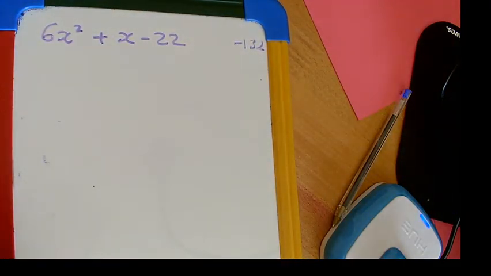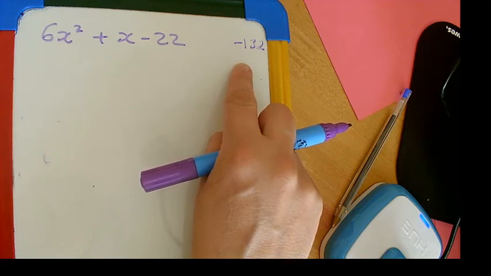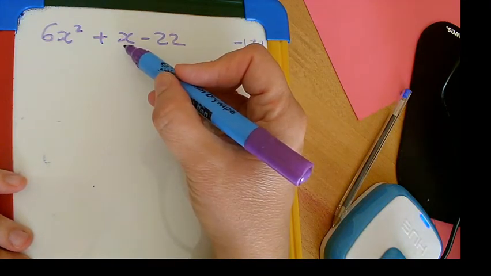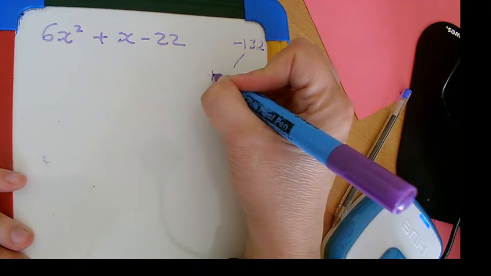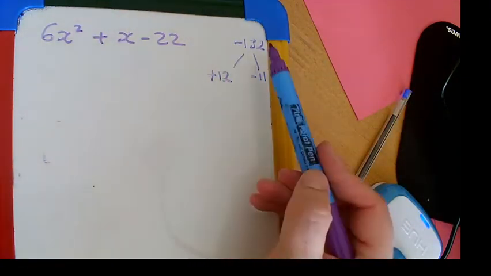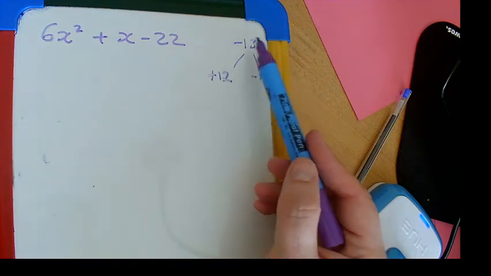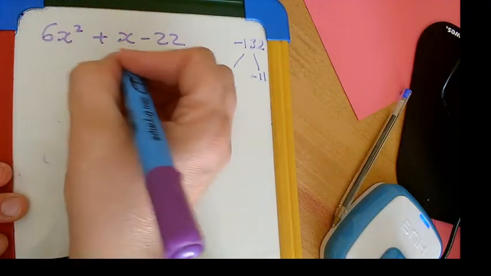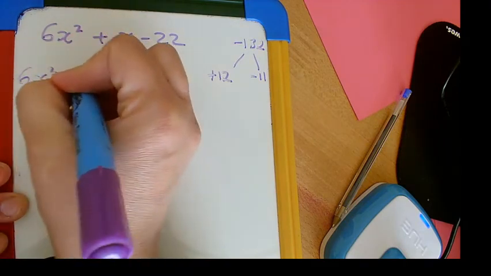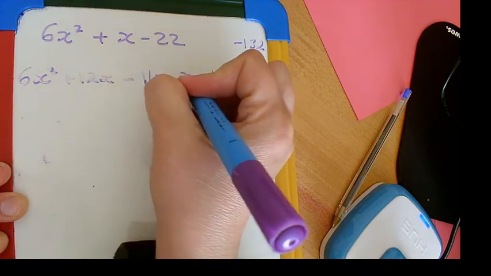Now, hopefully, you recognize 132 as 12 times 11. Do you know your 12 times table? Do you know your 11 times table? Well, 12 minus 11 is going to give me the one I need. So I need a plus 12 and a minus 11. By the way, the only thing that makes this more complicated is this number tends to be higher. And in that case, you might have to just use your calculator to help you find the factors. So let's replace the plus 1x. So I've got 6x squared plus the 12x minus the 11x minus 22.